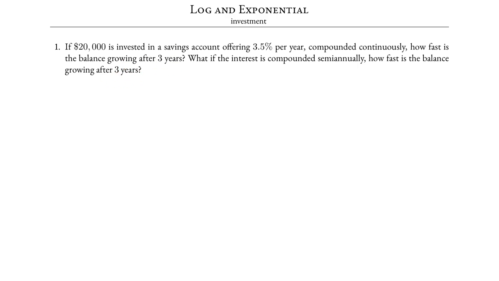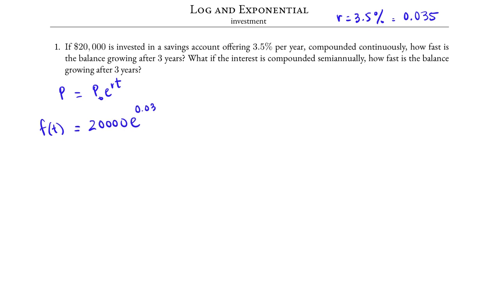With continuous compounding, we would use the equation P equals P naught e^(rt), where r is 3.5% or 0.035. Put it in function notation, we have f of t equals 20,000 e^(0.035t), where the variable t represents the time in years. The initial investment is 20,000.